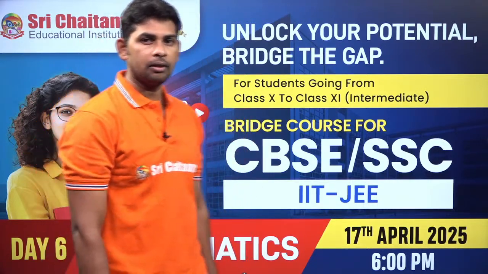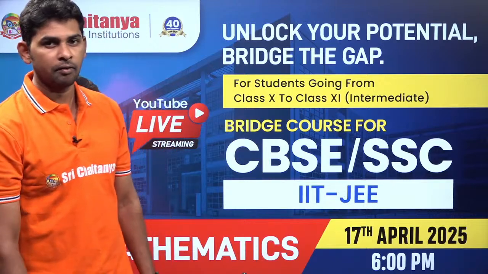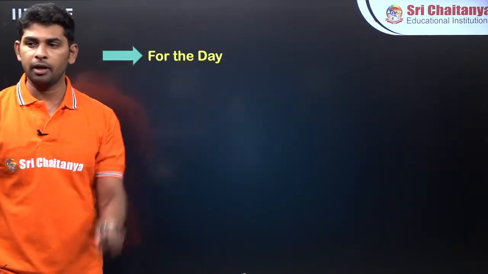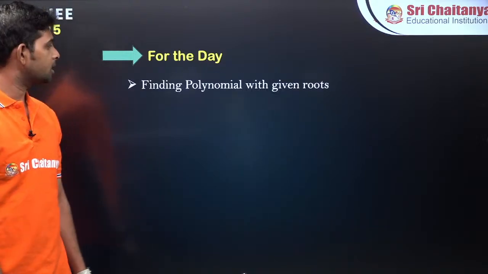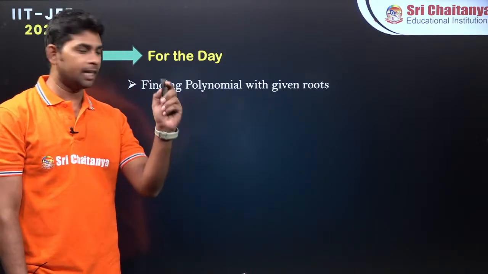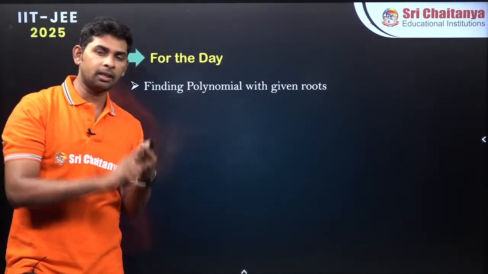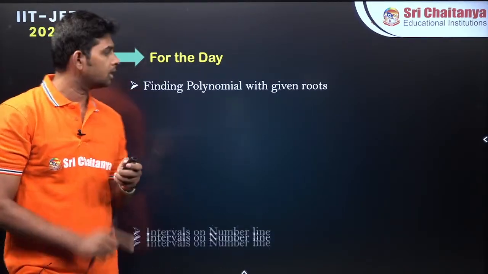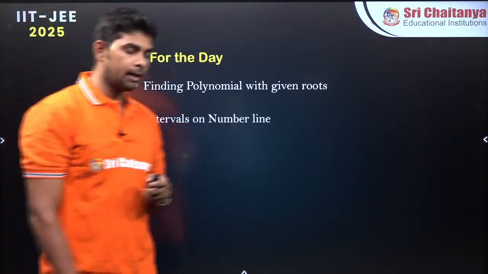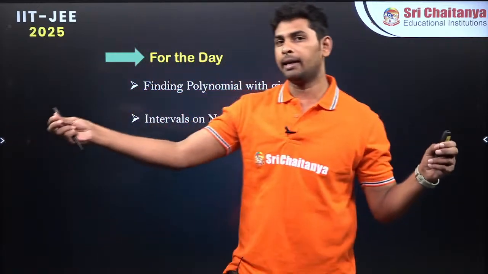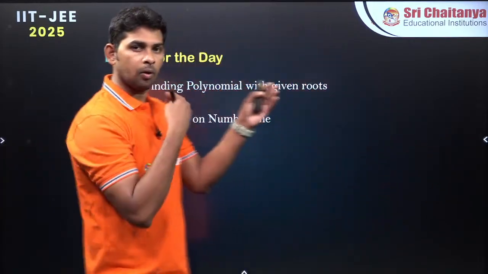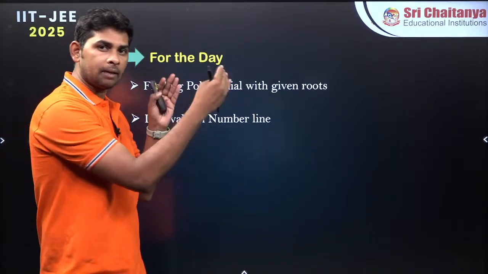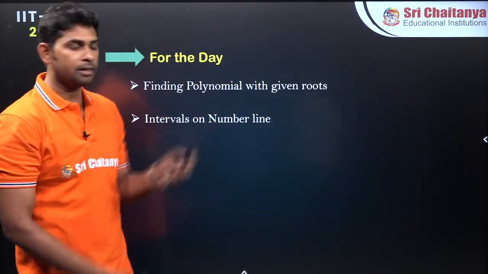Alright, so let me give the topics for the day. The first one is that we are going to make polynomials by taking the given roots. When they give the roots and factors, how we are going to make the polynomial, that we are going to see. And then intervals on a number line, we are going to take the entire real number line we know. So how the variable x is going to change, as well as the interval given to the x there. We are going to discuss that also.